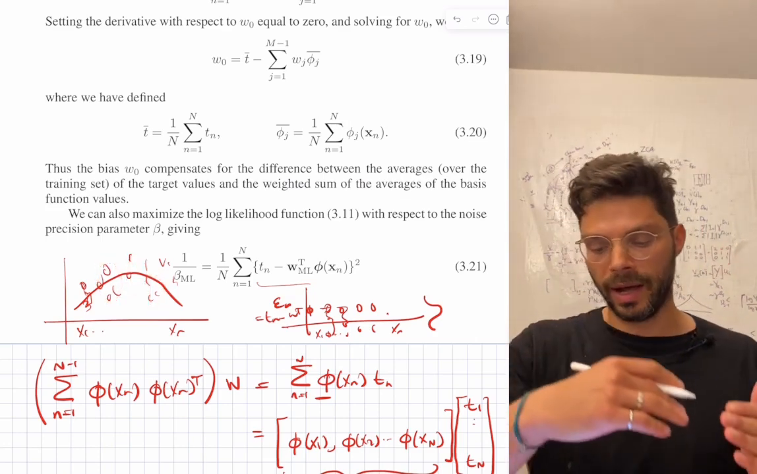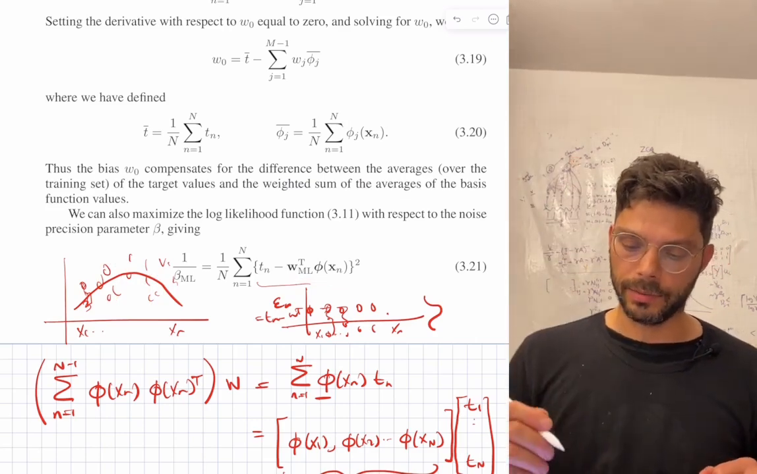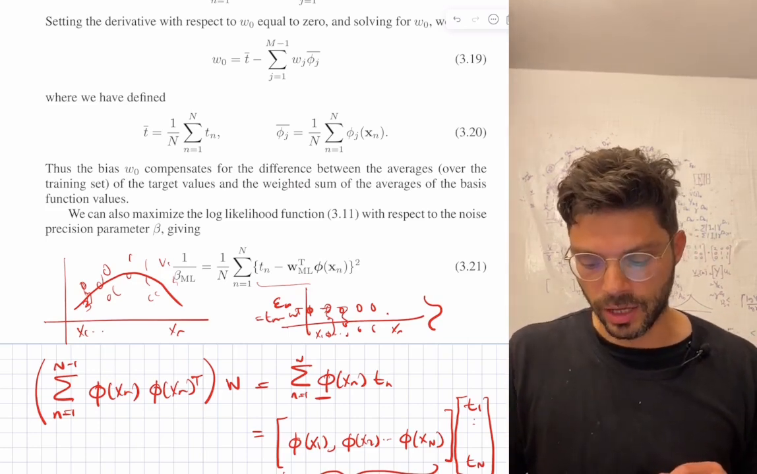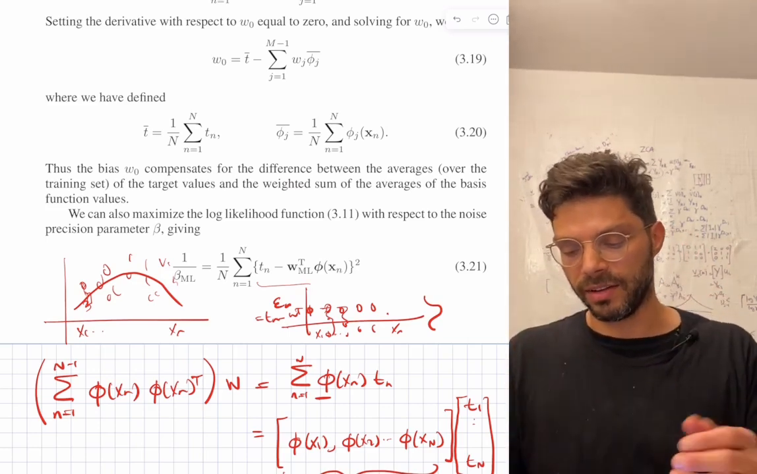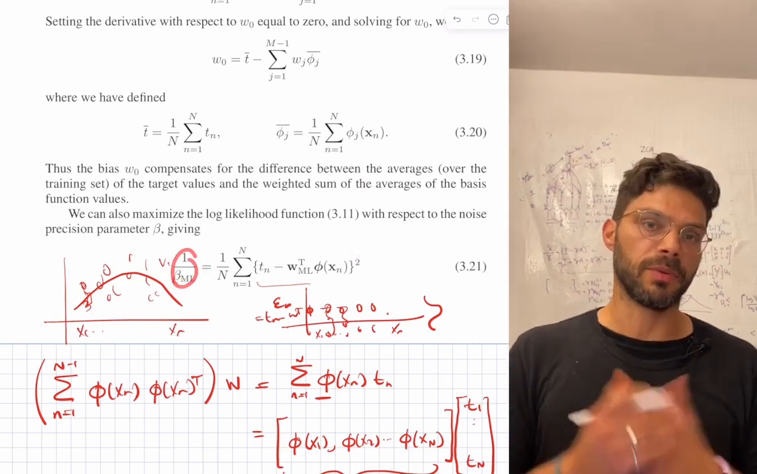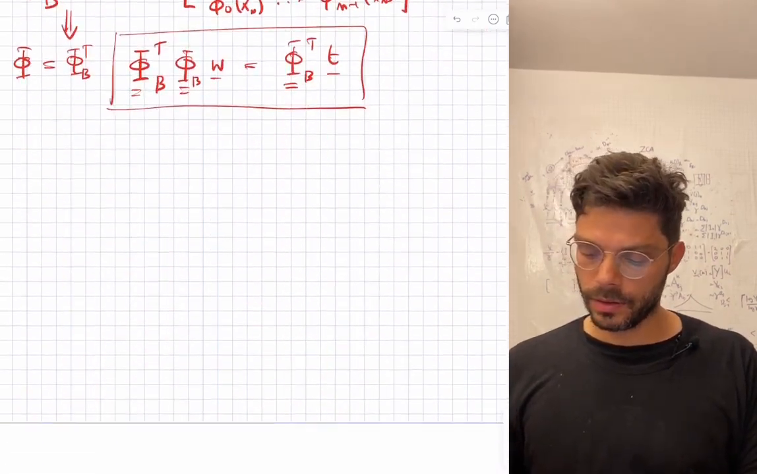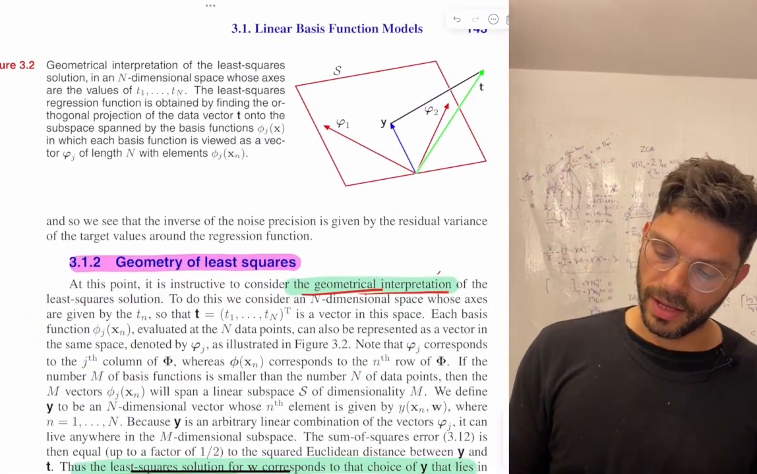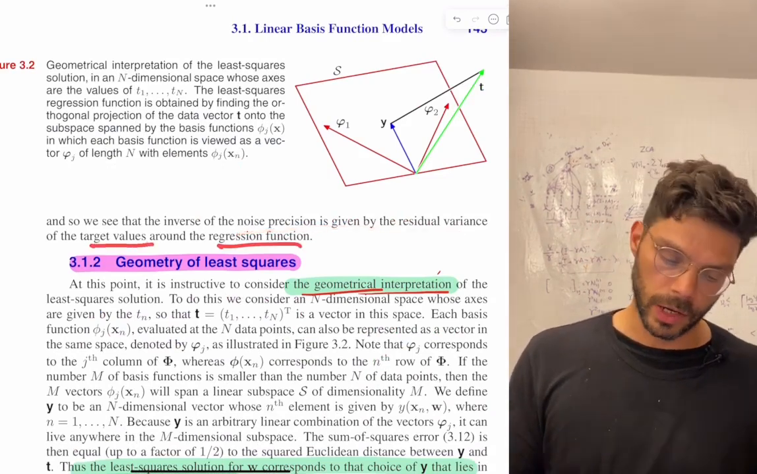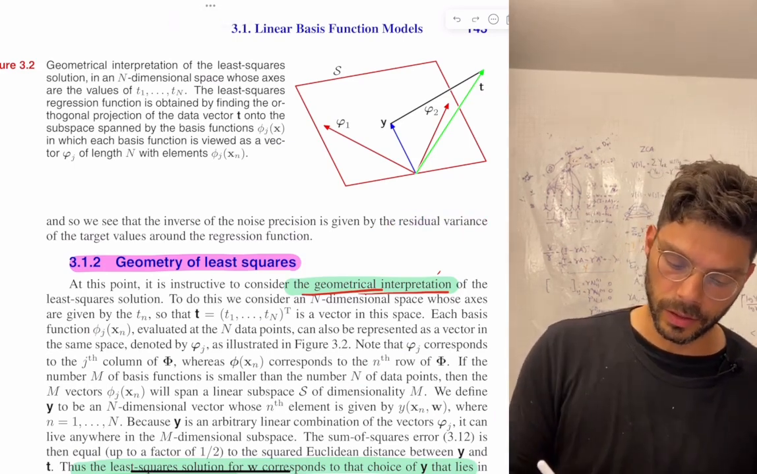So your prediction will be the mean at each data point, and then the variance that's left over will be captured by your precision, basically by 1 over your precision. So we see that the inverse of the noise precision is given by the residual variance of the target values around the regression function. And that's kind of, yeah, let's highlight that.